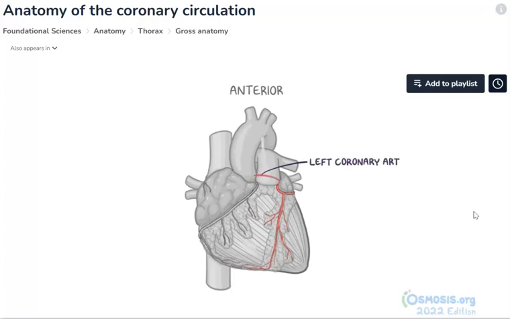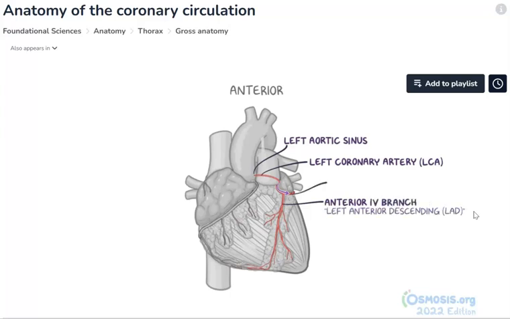The left coronary artery, or LCA, originates from the left aortic sinus and passes between the left auricle and the left side of the pulmonary trunk and gets in the coronary sulcus. At the superior end of the anterior interventricular or IV groove, the LCA divides into two branches, the anterior interventricular or IV branch, sometimes called the left anterior descending or LAD, and the circumflex branch.